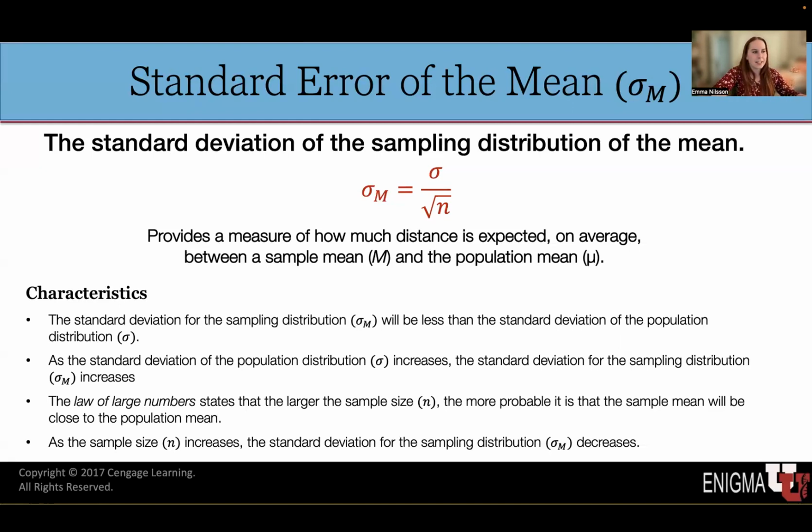And then this last one says, basically, what we just established, that as sample size increases, the standard deviation for the sampling distribution, the standard error, is also going to decrease.